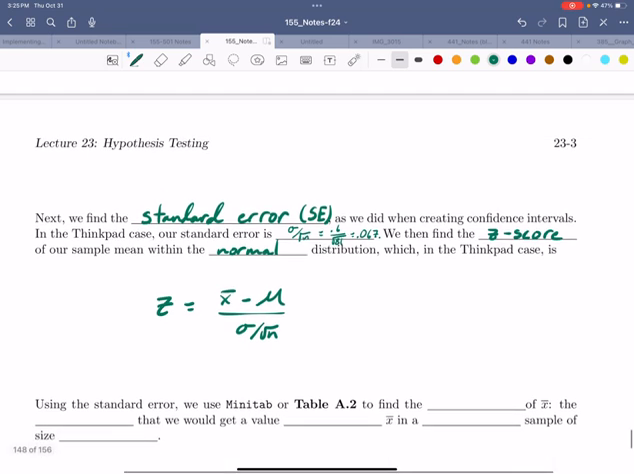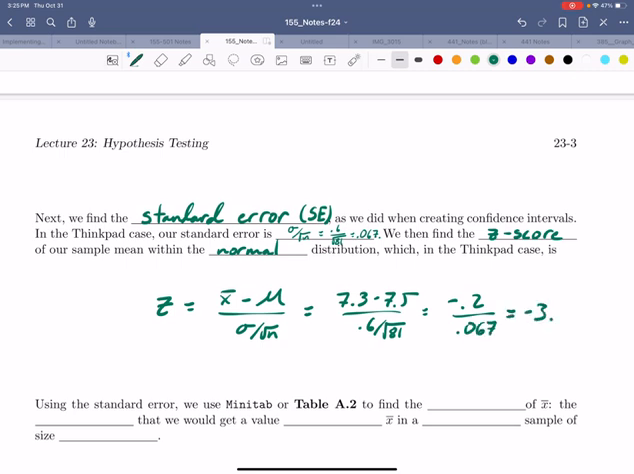In this case, that's going to give us 7.3 minus 7.5 divided by 0.6 over the square root of 81. And that boils down to negative 0.2, don't forget that negative, divided by 0.067. And that winds up being negative 3 when you do it out. So a z-score of a nice, even negative 3.